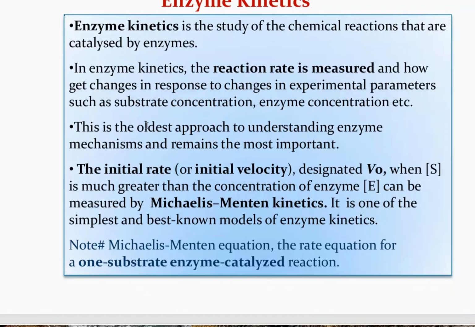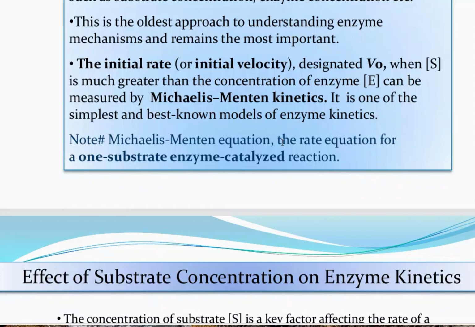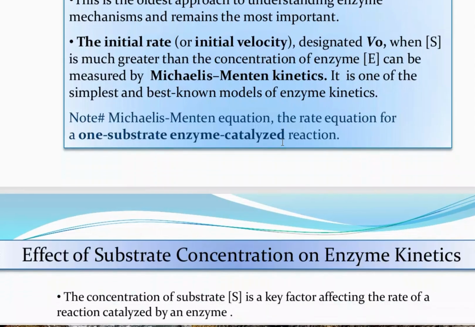So this concept was the earlier concept, but the latest concept is that if we designate the initial velocity as V0 and S is the substrate concentration, then we'll get the Michaelis-Menten equation. Here S is much greater than the concentration of enzyme, and this can be measured by MM kinetics. So how the MM equation can be derived, that I will explain here.